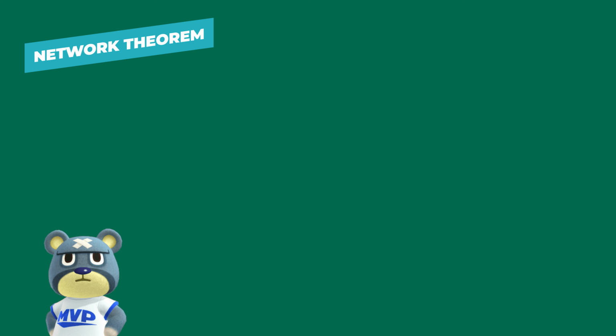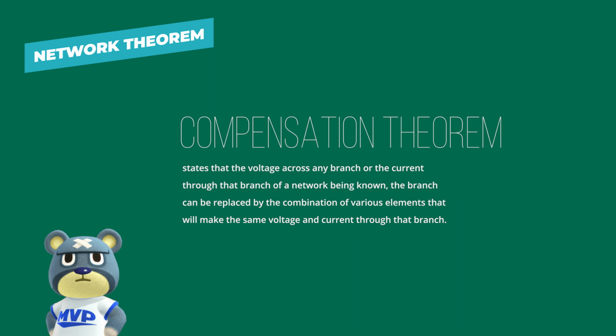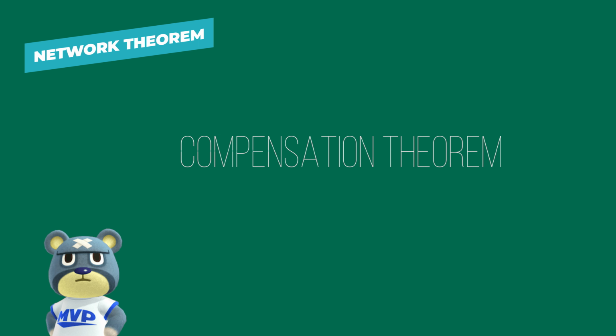And the next theorem is the substitution theorem. The substitution theorem states that with the voltage across any branch of a network, or the current through that branch, being known, the branch can be replaced by a combination of various elements that will keep the same voltage and current through that branch. In other words, the substitution theorem says that for a branch equivalent, the terminal voltage and current must be the same.